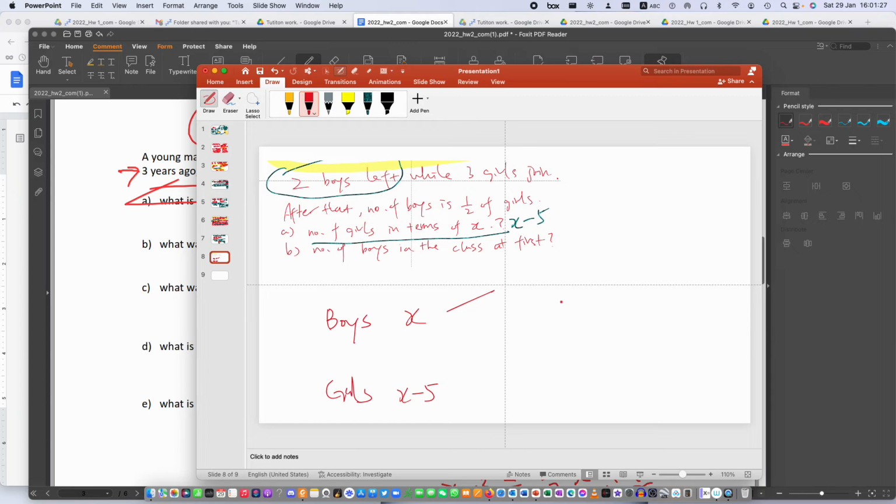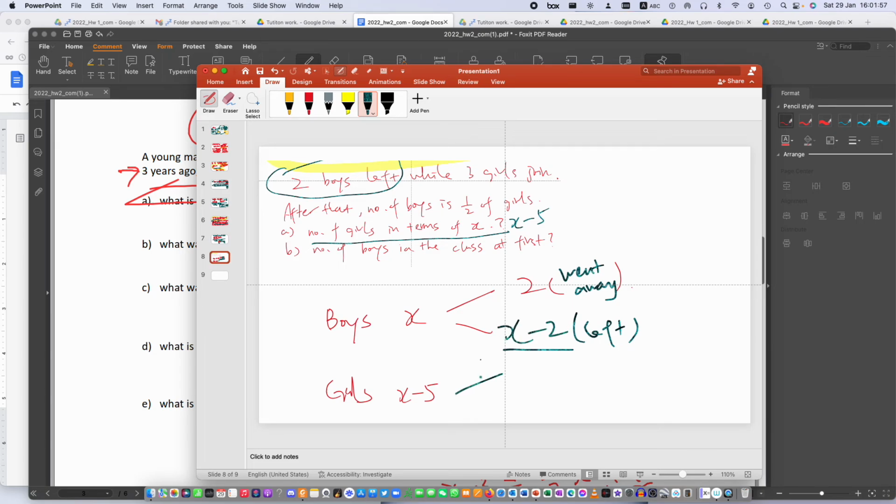So how many boys left? Left means went off. Okay. So let me not use the word left because it's confusing. Went away. So what is left? You start with x, 2 went away. x minus 2. Very good.